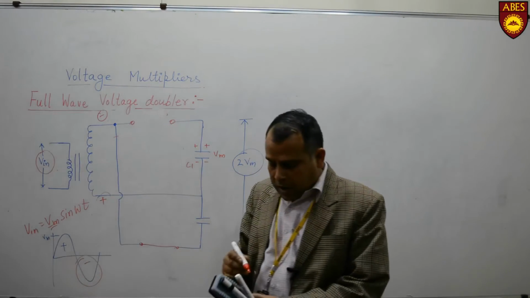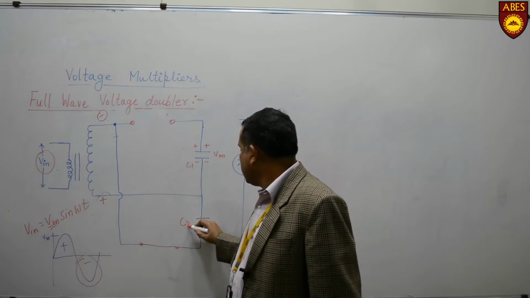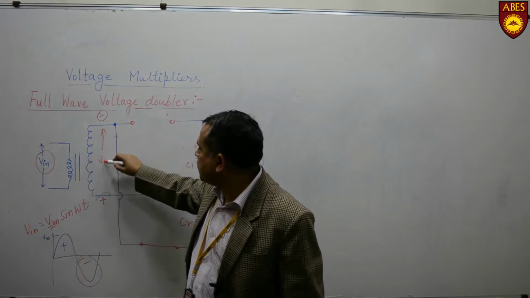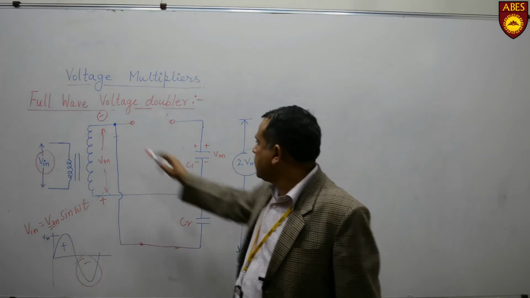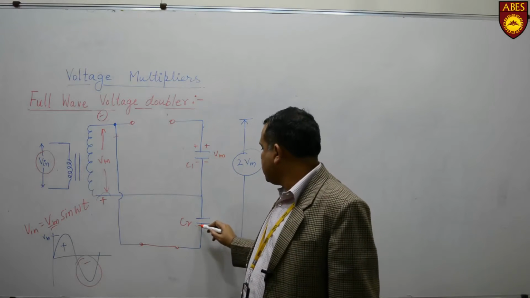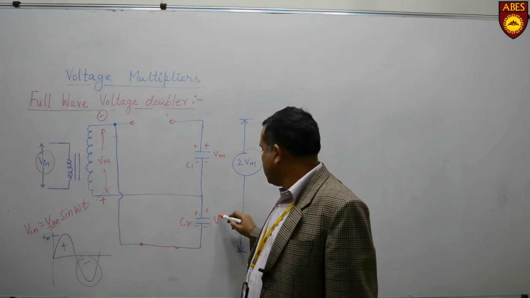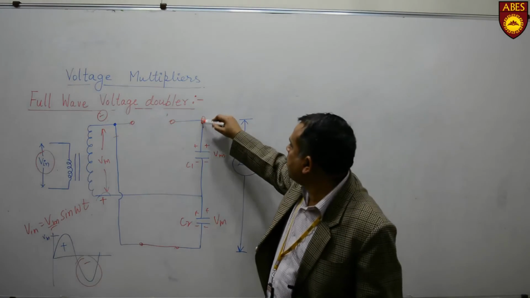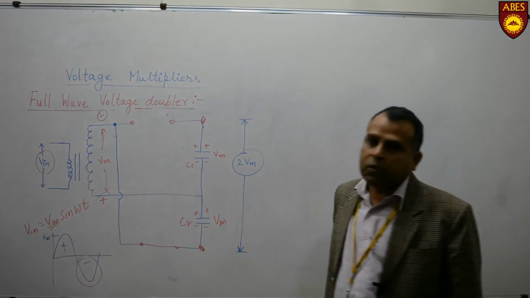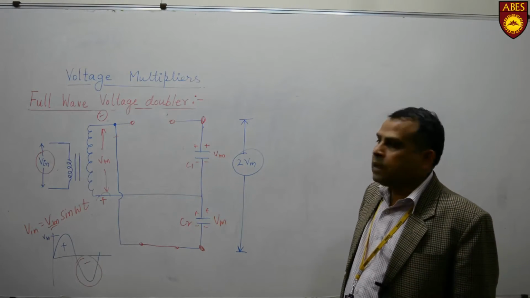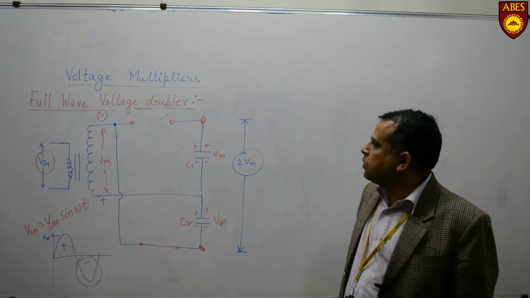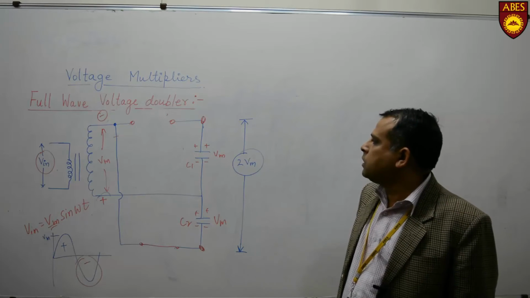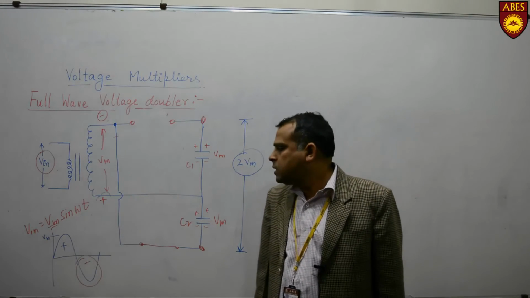In this condition the C2 capacitor will be charged with the peak value of this input, that is Vm, and as negative is connected here, so negative, positive, Vm. And if we connect the probes of the voltmeter here, then we'll see that the output is twice the peak value of the input, and we will get this output in both the half cycles.